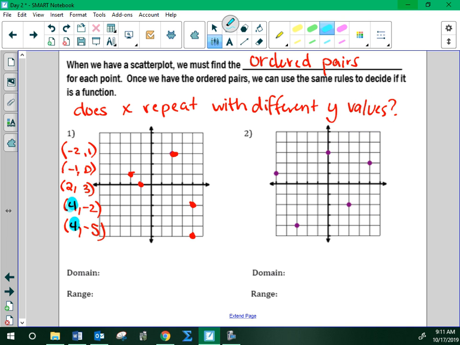Are they different y values? Yeah, different y values. You say, sorry dude, not a function. Oh, oops. Not a function. But it's going to be a lot easier for us to write our domain and range because we've already listed the x and y values.